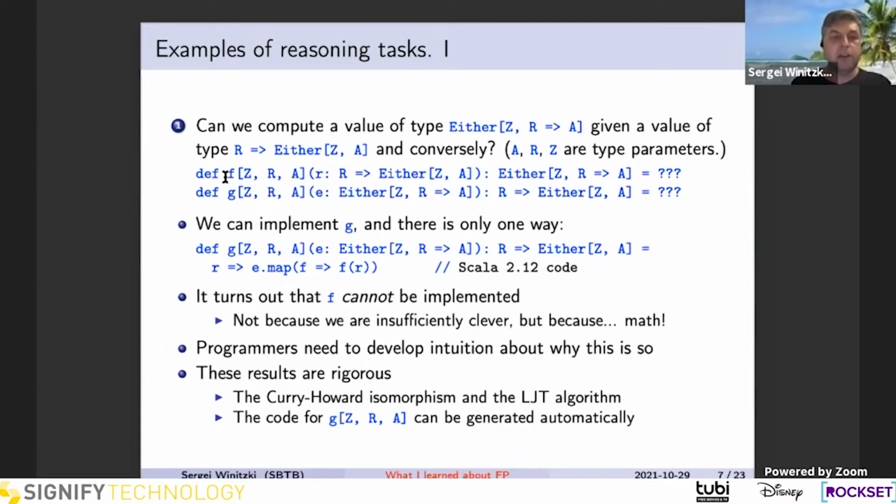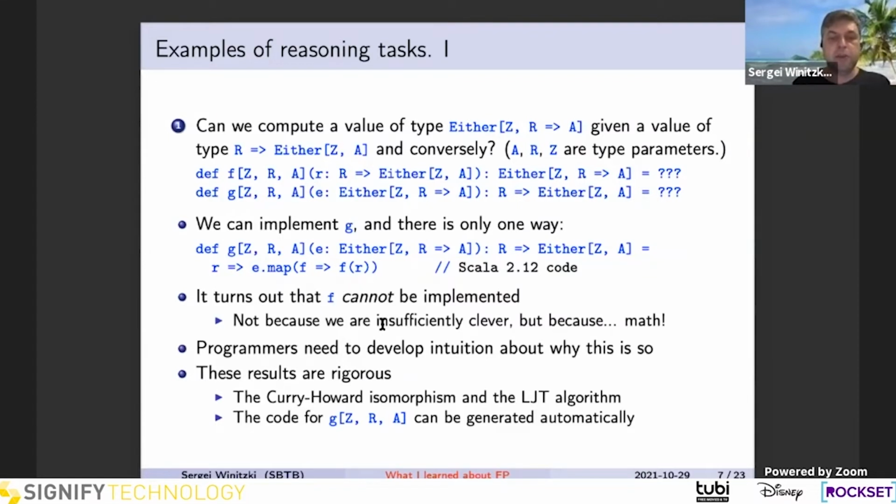So I can think of two functions. One, the function f that goes from one type to the other, and the function g that goes from either of this into this. Can I implement these functions? Turns out that you can implement g, and pretty much in only one way. So the code of g is like this, but f cannot be implemented.